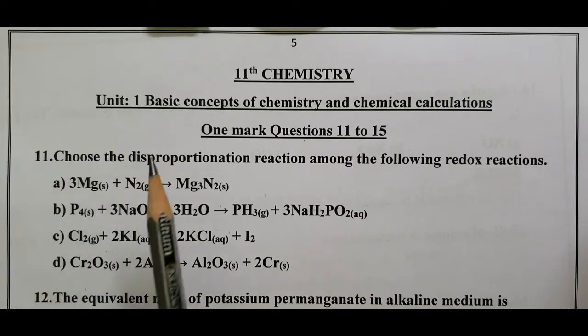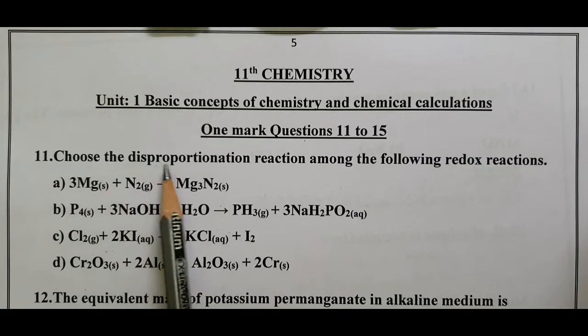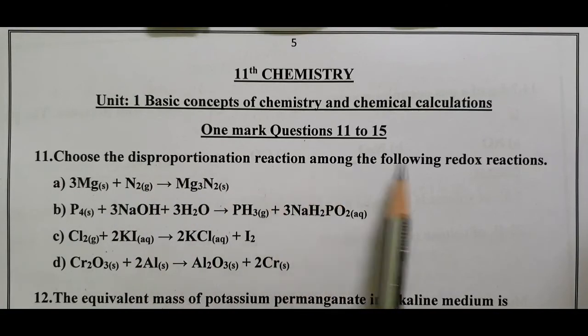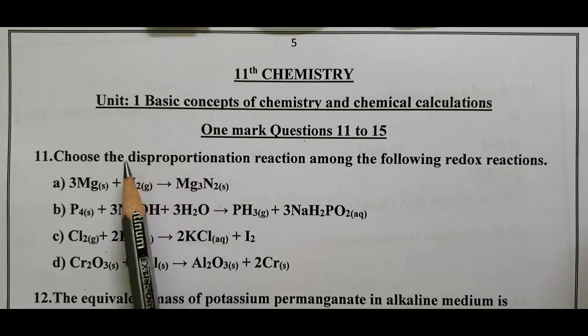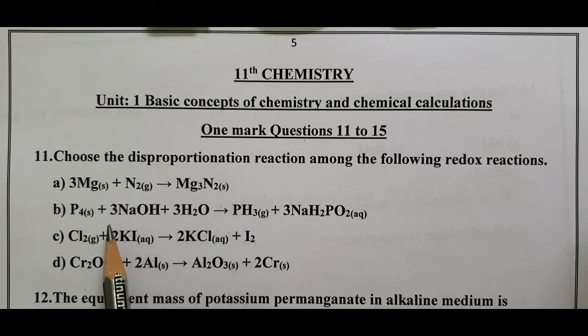Question number 11. Choose the disproportionation reaction among the following redox reactions. What is meant by a disproportionation reaction? In a redox reaction, if one element undergoes both oxidation and reduction, it is called a disproportionation reaction.